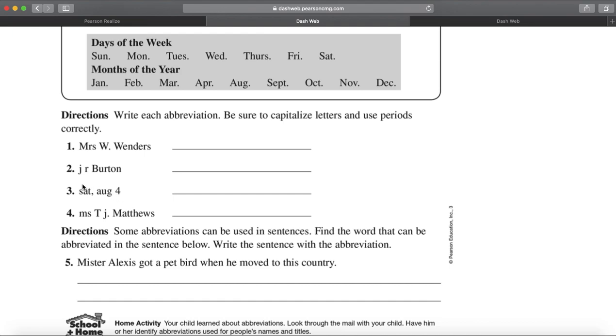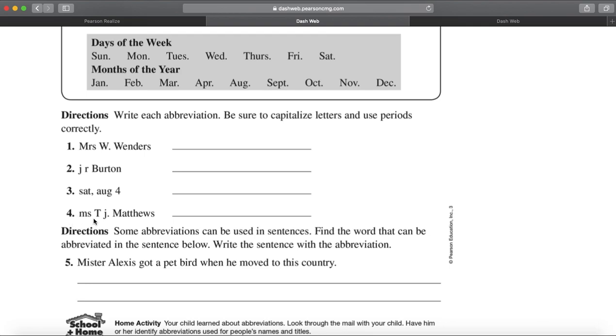This is a big mistake here. I don't put a comma, I put a period. And I capitalize the letter S, so it is going to be capital S-A-T period. And August, capital A-U-G and period. So there are a lot of mistakes in number 3.